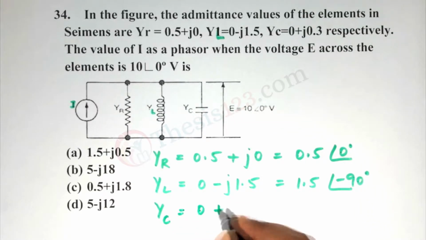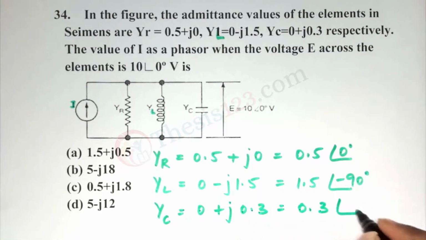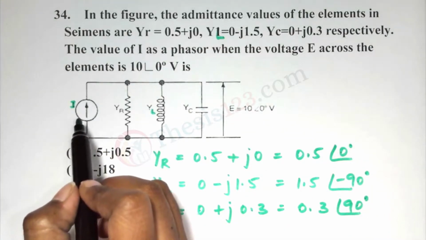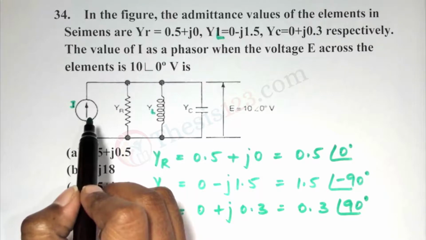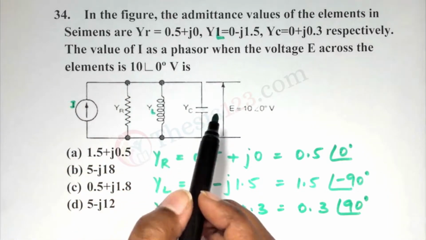YC is 0 plus j0.3, that's 0.3 angle 90 degrees. Okay, so these are our values. Now we will use these polar coordinates in order to solve. Now here we have our current from the source, which is passing through each of the three branches.